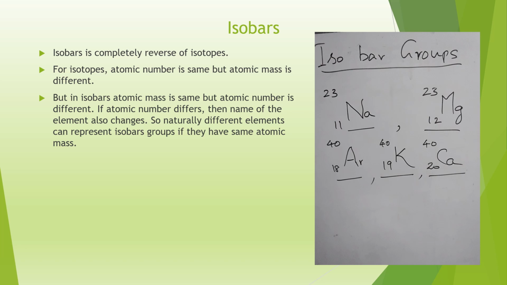Example, sodium and magnesium have the same atomic mass 23, but different atomic numbers, 11 and 12. Likewise, argon, potassium, and calcium have 18, 19, and 20 as atomic numbers, but their atomic mass is 40 equally.